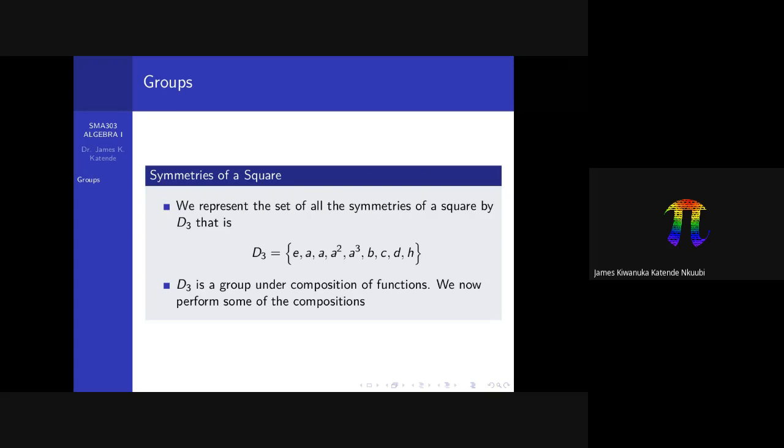The 4 is there because it's a square and it has 4 sides, that's why we have 4. 3 was for the equilateral triangle. We had 3 sides, and that's why we had D3.